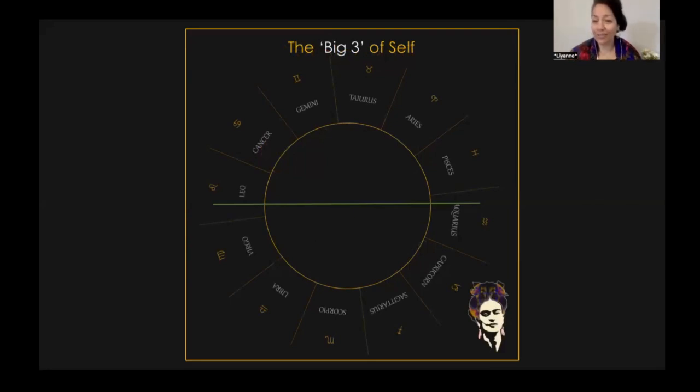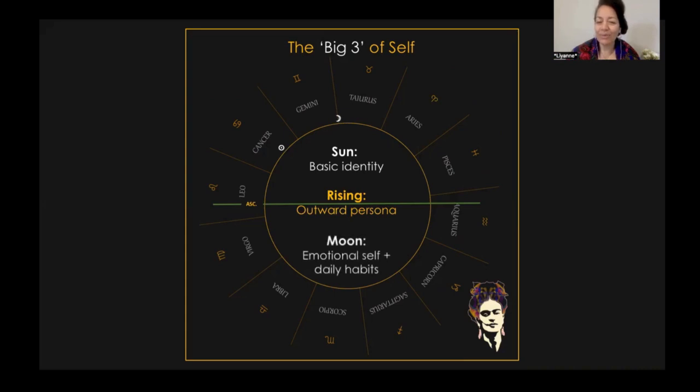Once we know our sun sign, the next step in astrology is typically to learn about our big three. The first of those big three is your sun, which is your basic identity. The next is your rising sign, also called the ascendant. The ascendant and the rising are exactly the same thing, just two different words. That is your outward persona. That is how people perceive you. And last but not least is the moon, which is your emotional self and your daily routine or habits.